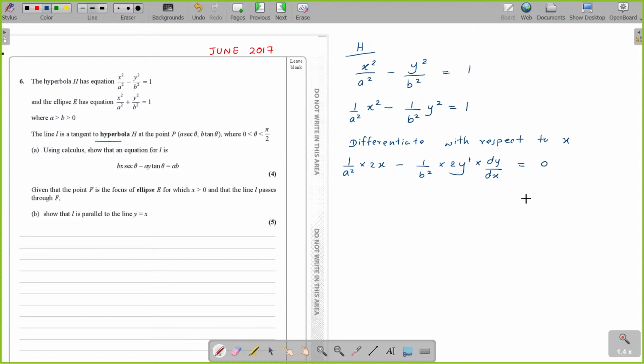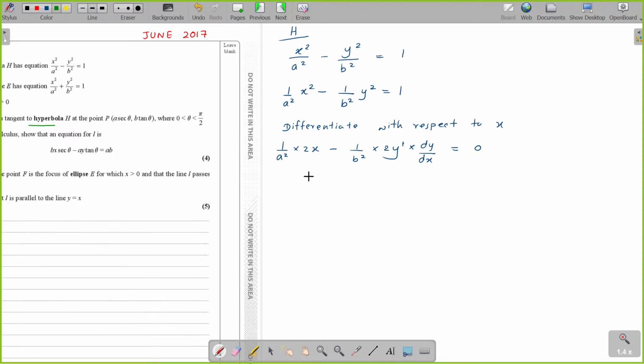Okay, and now what do we do? Make dy by dx the subject. So I get 2x over a squared. The minus goes to the other side as a plus: 2y over b squared times dy by dx. Do you agree with me? I just took the entire negative term to the other side as a positive.